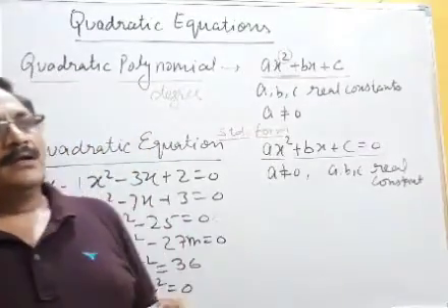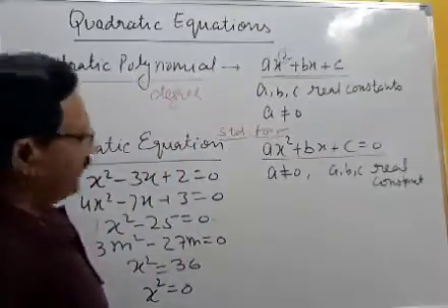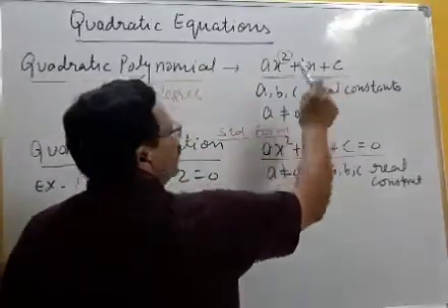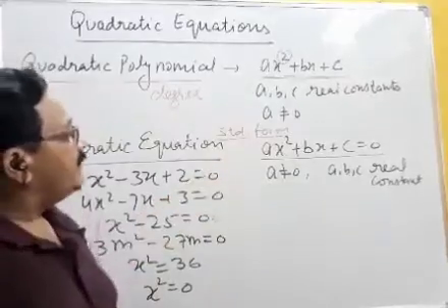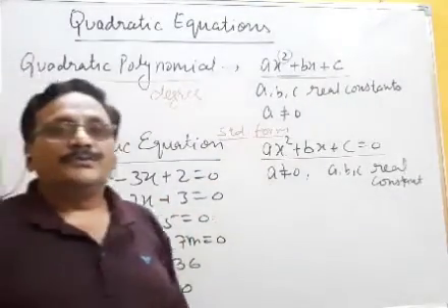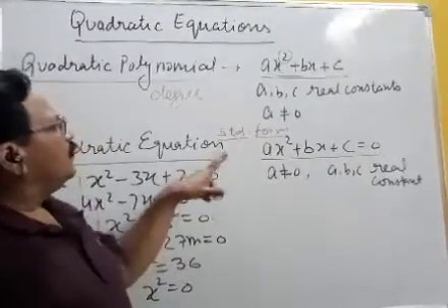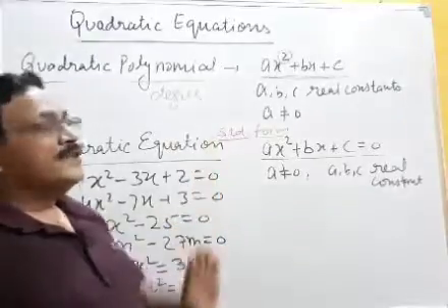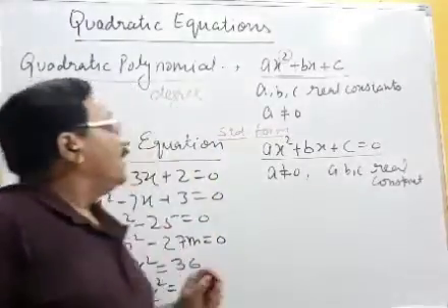If you remember in chapter 2, the quadratic polynomial which I have already written there is of the form ax square plus bx plus c. Right? Here a, b, c are real constants and a should not be equal to 0. That I think is understood and is known to you. If a is 0, then it will convert into a linear polynomial of one variable.